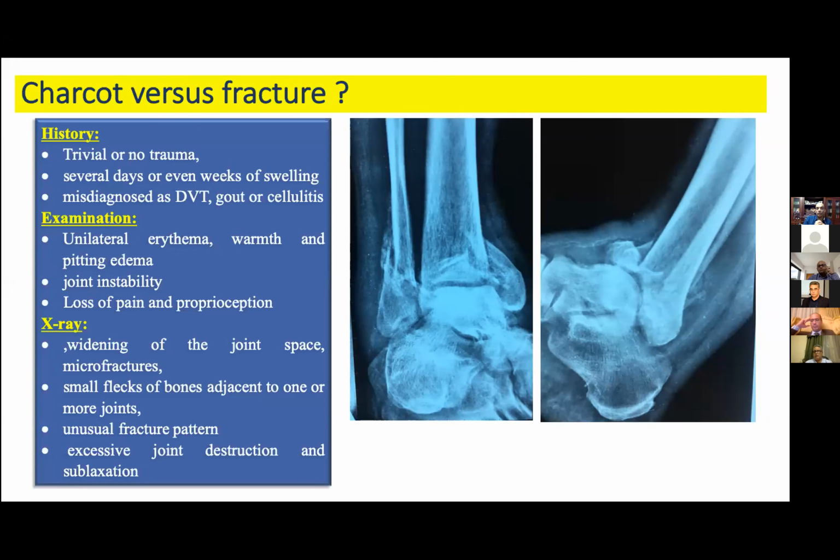Usually on examination, you will find the swelling and erythema is unilateral. The joint is markedly unstable. There is loss of pain. And the most important is proprioception: moving the big toe up and down, and you can see the proprioception of the patient. In the X-ray, it's important. It's very easy for you, and I tell this to my young colleagues. You have to look at this X-ray. You never see this in normal fractures. This is a bizarre shape of trauma. You will have this indentation in the tibial plafond. You will have excess bone formation.